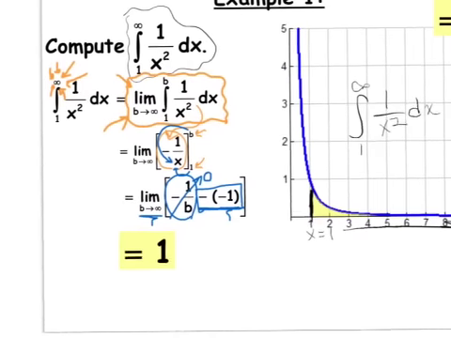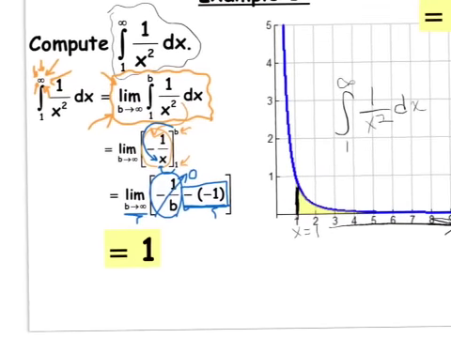We have that the integral from 1 to infinity of 1 over x squared dx is equal to 1. Even though we have a region whose base is infinitely long, the amount of area between the curve and the x-axis is only 1 unit of area.